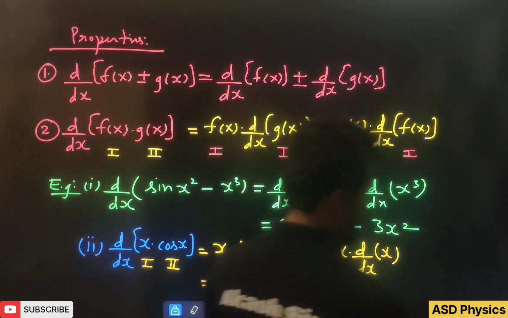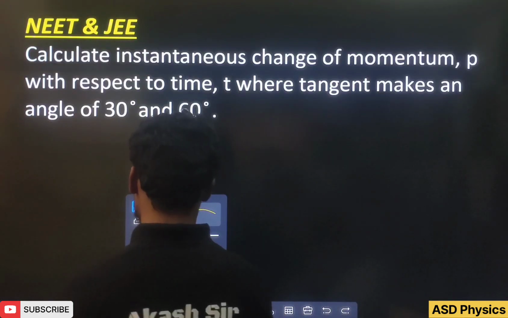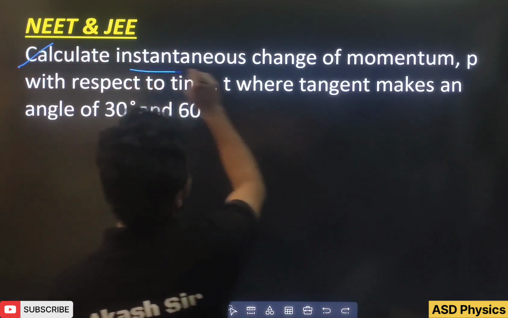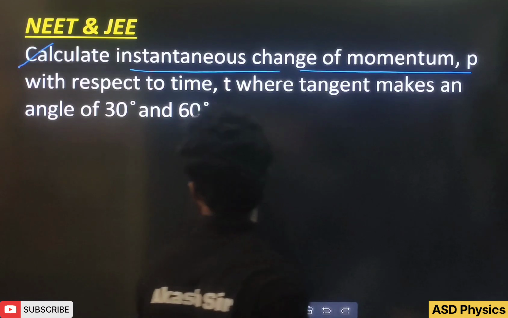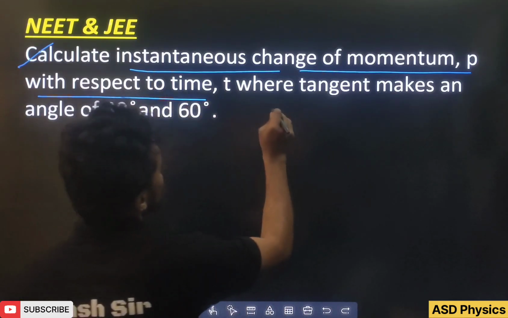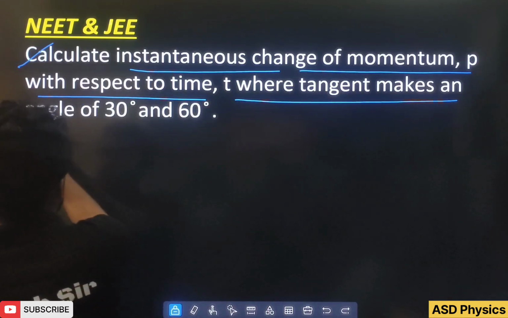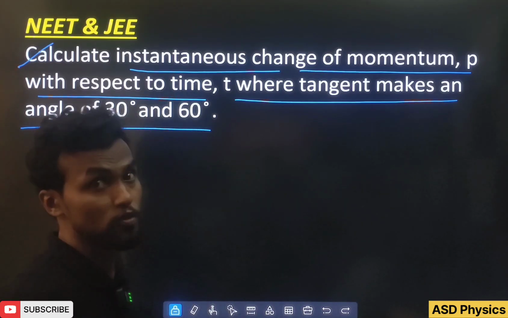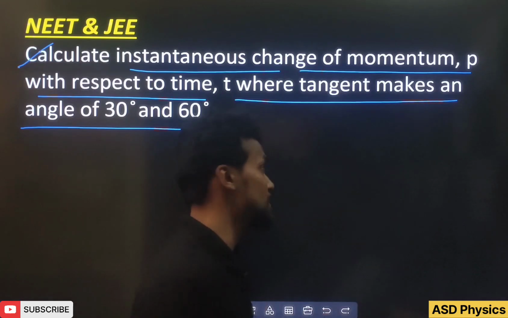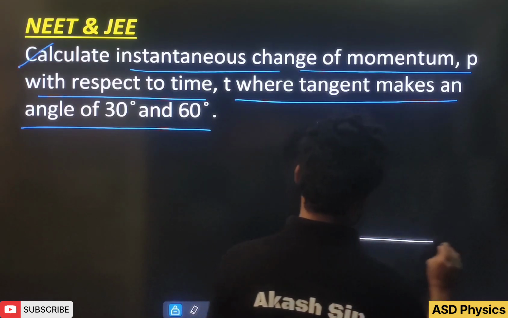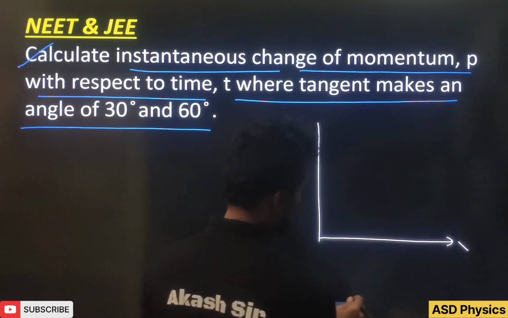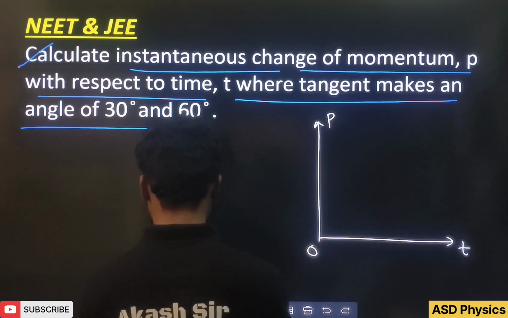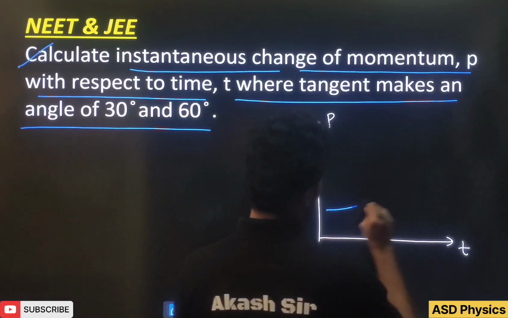Great. Now after that, let's see some questions here. First question: calculate the instantaneous change of momentum P with respect to time where the tangent makes an angle of 30 degrees and 60 degrees. So momentum with respect to time: time is independent, momentum is dependent. If I draw the graph here, time is on this axis, and momentum P is on this axis. Let's take some graph like this.